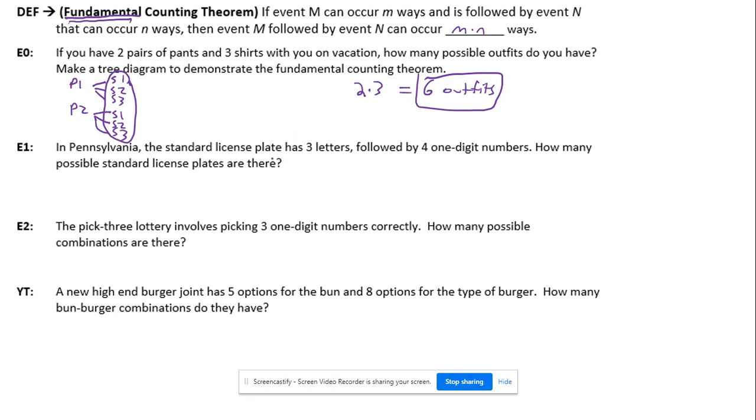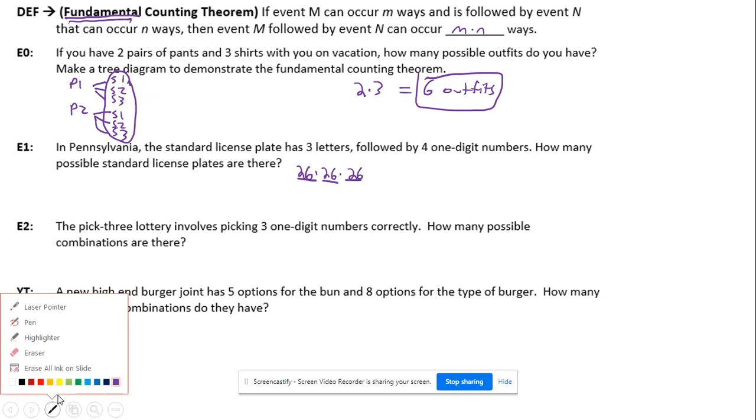In Pennsylvania, the standard license plate has 3 letters followed by 4 one-digit numbers. How many possible standard license plates are there? Well, if we think about it, how many options do I have for the first part of the license plate? If it's a letter, there are 26 letters. So I have 26 different options for that first letter times 26 options for the second letter times 26 options for the third letter.